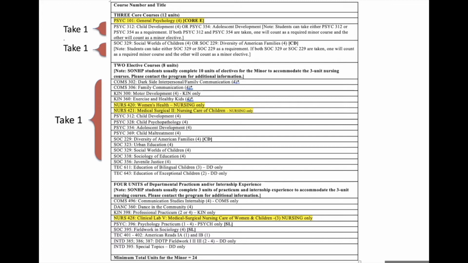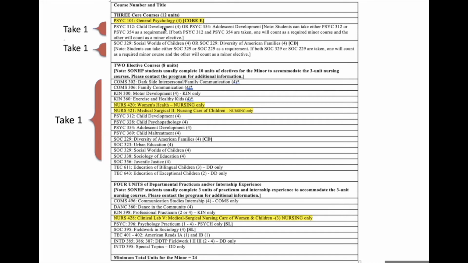Then when we look at the elective courses, even though you've taken Women's Health or Nurse 420 or Medical Surgical Nurse 421, you need to take one additional non-nursing elective class. Usually that class comes from either communication studies or psychology or sociology. And so there's lots of wiggle room in here. The one thing I do want to say is, let's say, for instance, you take child development and adolescent development. Child development will count as your required course, but then adolescent development will count as your elective course.